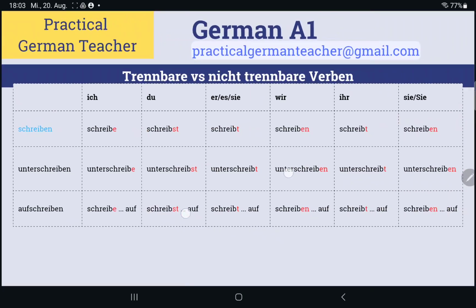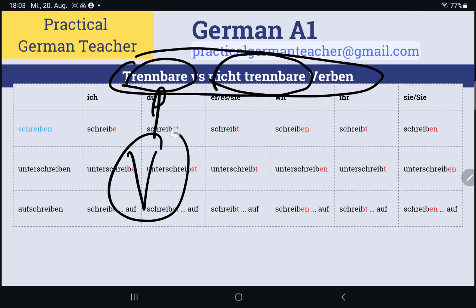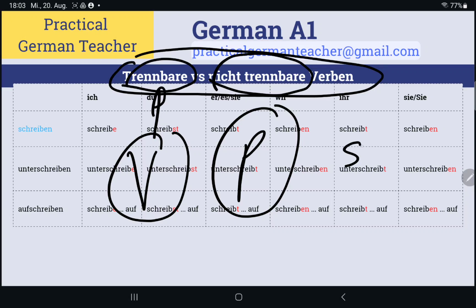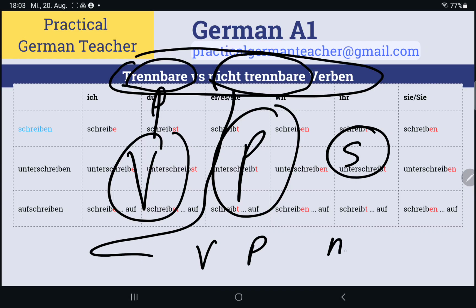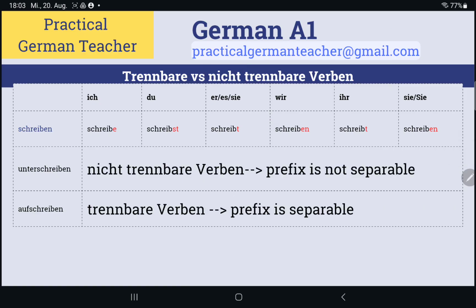So now you have some idea about what's a trennbare Verb and what's a nicht trennbare Verb. A trennbare Verb is nothing but a verb with a prefix which is separable. What's a nicht trennbare Verb? It's a verb with a prefix which is not separable. That's the distinction between a trennbare and a nicht trennbare Verb. I hope you know by now, nicht means not. So let's continue.